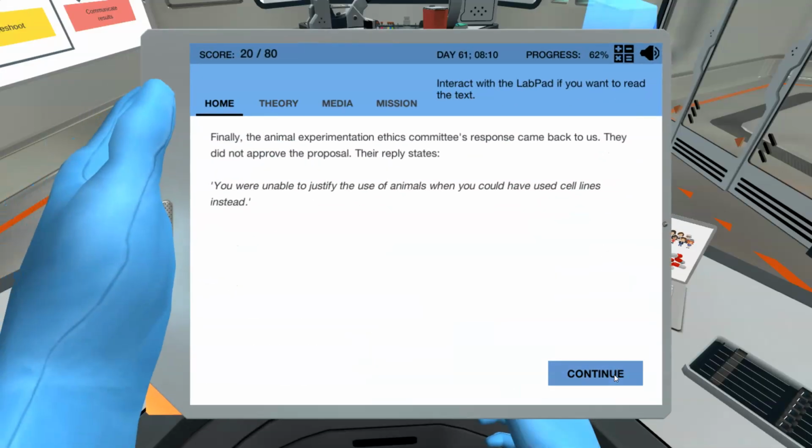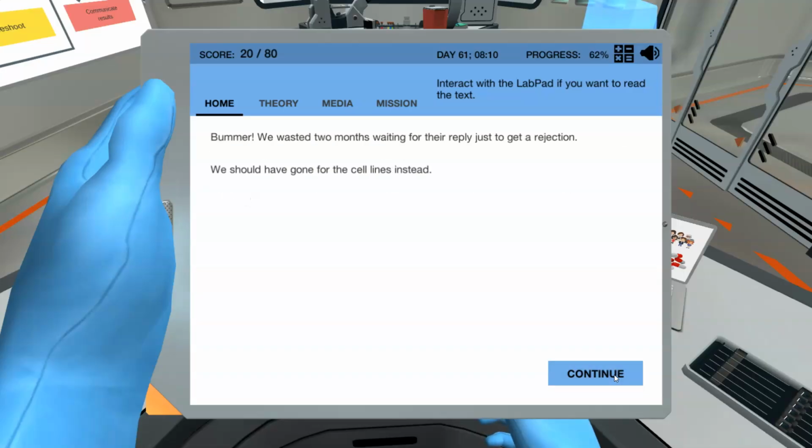Finally, the Animal Experimentation Ethics Committee's response came back to us. They did not approve the proposal. Their reply states, "You were unable to justify the use of animals when you could have used cell lines instead." Bummer. We wasted 2 months waiting for their reply just to get a rejection. We should have gone for the cell lines instead.